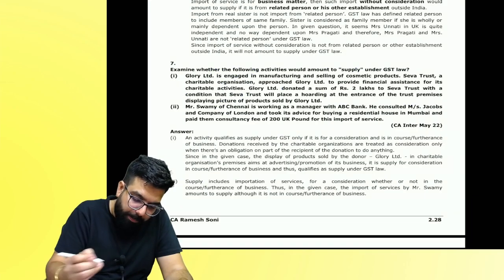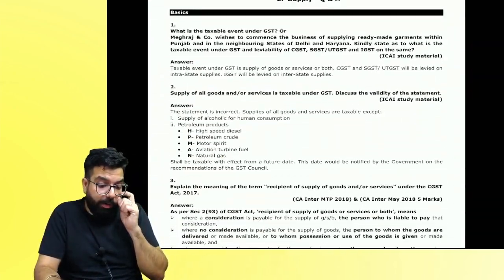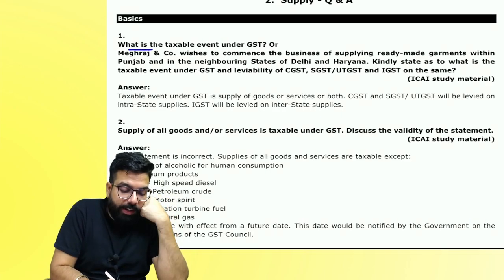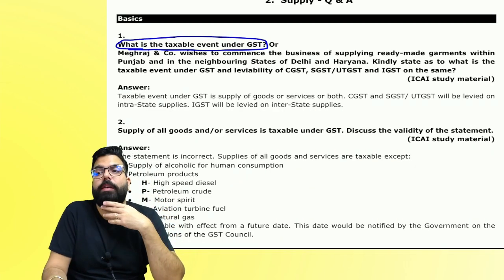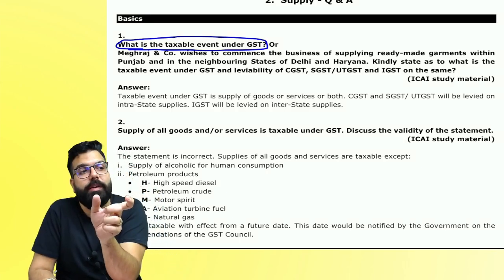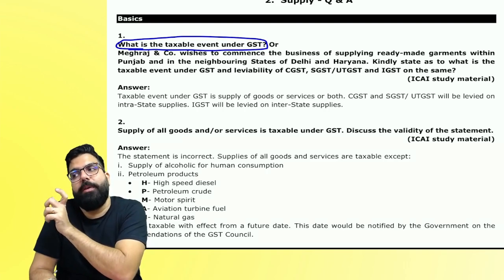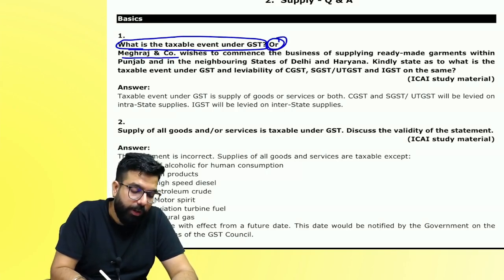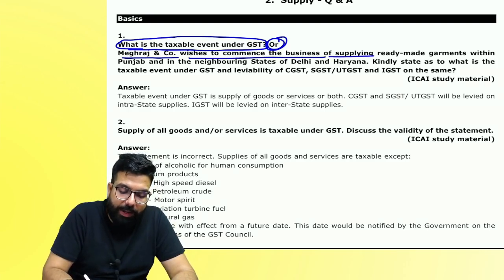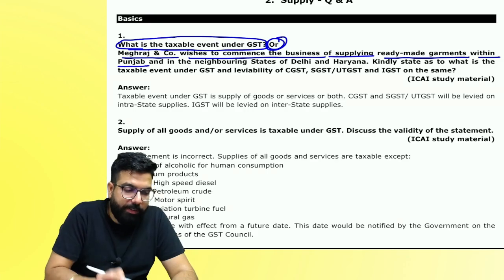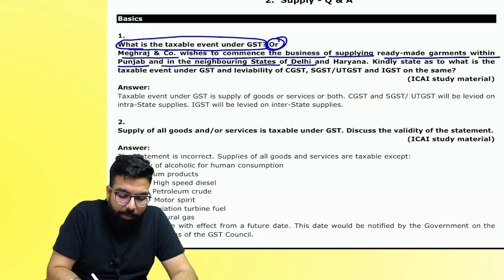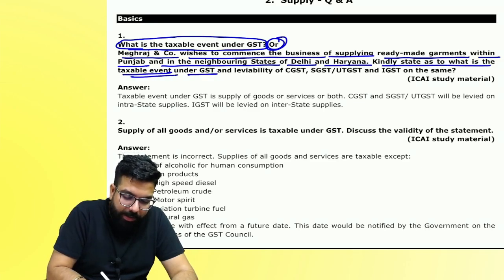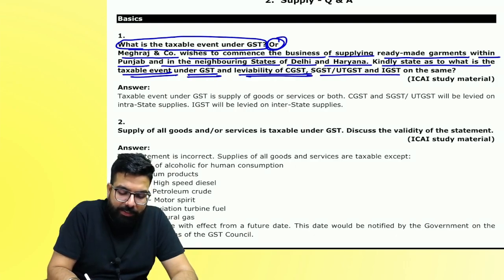Chalo, we'll do one thing. Let me see if there is any question which you guys can do. Everyone over here, see. What is the taxable event under GST? Supply, because of which the tax will get imposed. What is the taxable event, everyone? Supply. Chalo, this question says: Meghraj and Co. wishes to commence the business of supplying ready-made garments within Punjab and in the neighboring states of Delhi and Haryana. Kindly state what is the taxable event under GST and leviability of CGST, SGST, UTGST or IGST.